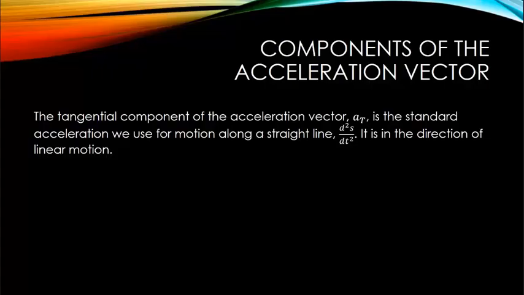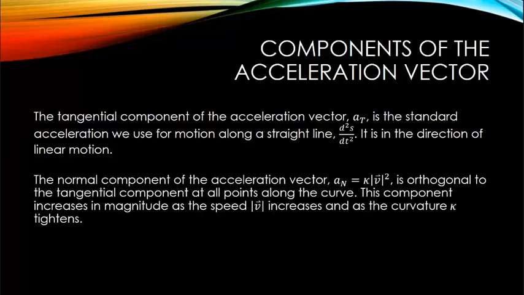It can also be expressed as the second derivative of s with respect to t. This is in the direction of linear motion. The normal component of the acceleration vector, a sub N, which is equal to kappa times the speed squared, is orthogonal to the tangential component at all points along the curve. This component increases in magnitude as the speed increases and as the curvature kappa tightens.